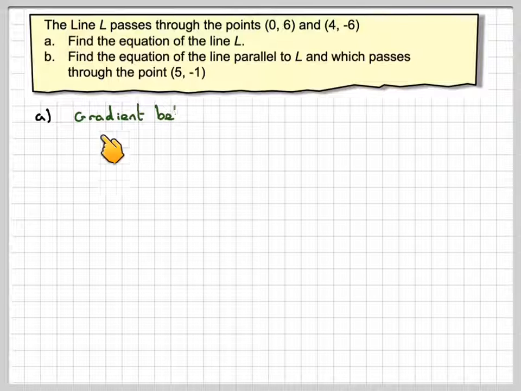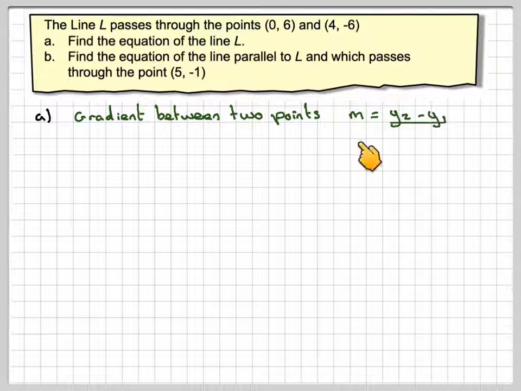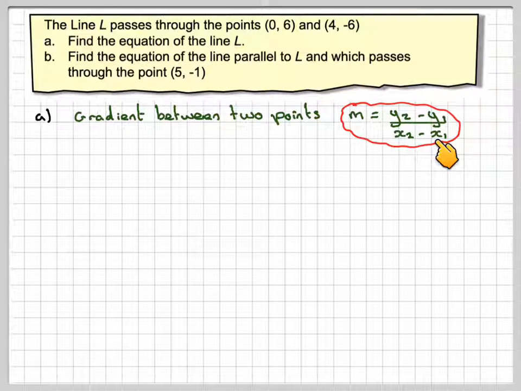So the gradient between 2 points is m equals y2 minus y1 divided by x2 minus x1. Otherwise, you'd have to draw these onto a grid and work out the gradient that way. So if you label this one x1, y1, it doesn't matter which way around you do this. This could be x1, y1, and this could be x2, y2. So I'm going to label this one x2, y2, and then substitute those numbers into the formula.